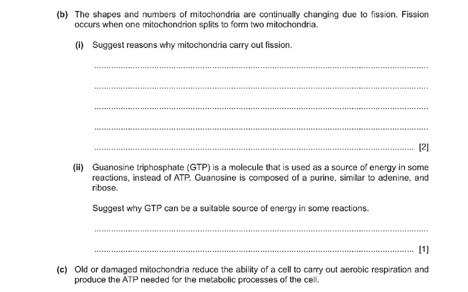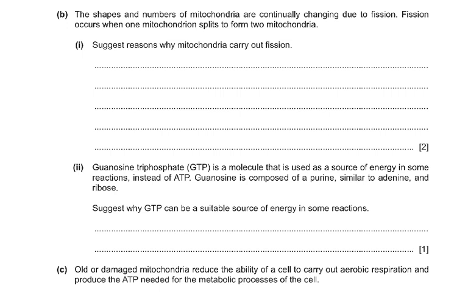Coming to the B part of the question: the shapes and numbers of mitochondria are continually changing due to fission. Fission occurs when one mitochondrion splits to form two mitochondria. Remember we said bacteria divide by binary fission, so this is another sort of fission. Suggest reasons why mitochondria carry out fission.